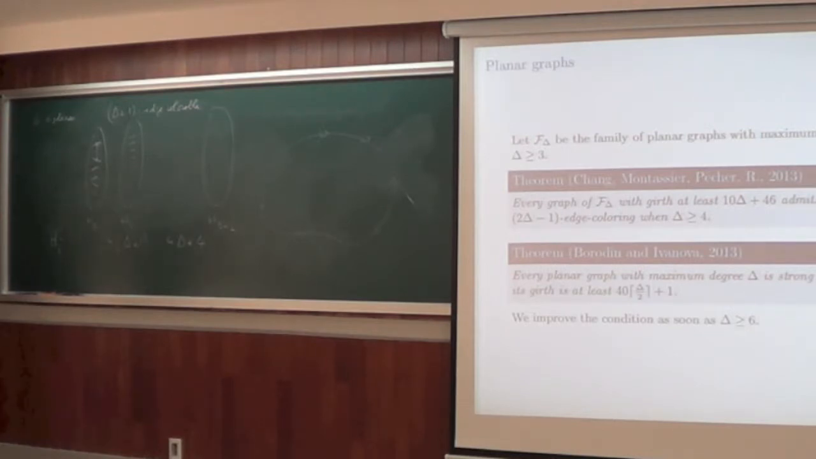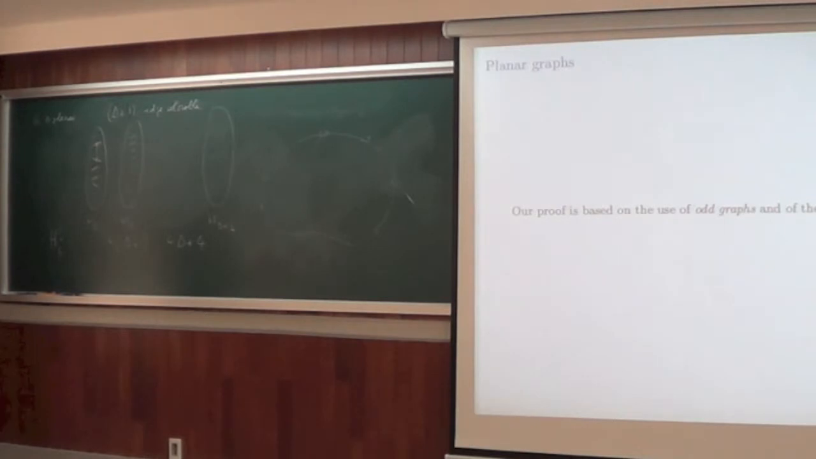2 delta minus 1 is the bound that I showed you at the beginning of the talk, when delta is at least 4. Borodin and Ivanova proved something close, but we improve this result of Borodin and Ivanova when delta is greater than 6. I will show you only the idea of the proof of this result. In fact, our proof is based on the use of the odd graph and its properties.